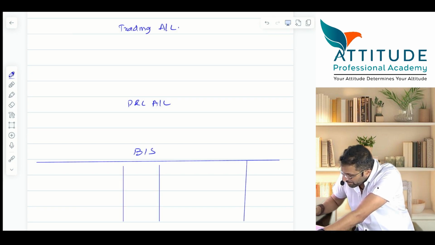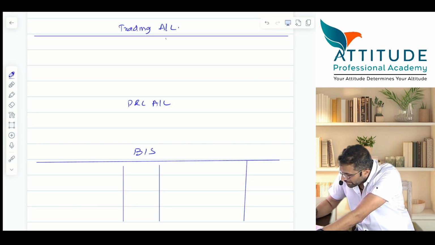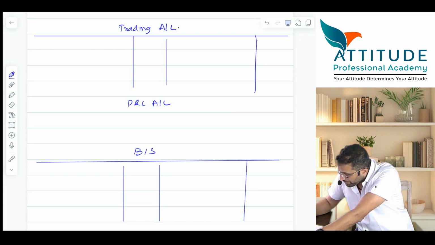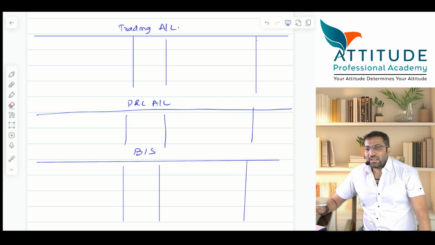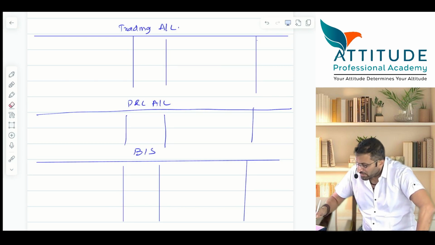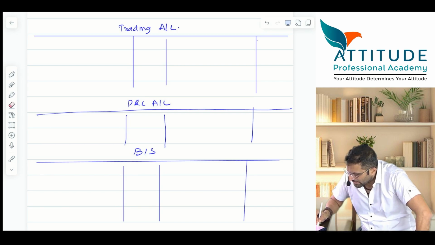Now many of them will appreciate this concept. Why appreciate? I'll tell you. Now I want the direct effect. Assume you are opening trading P&L account also. First, cash introduced into the business. Will it hit your trading P&L or directly hit your balance sheet? Directly hit the balance sheet. Okay. Cash is 100. Capital increases by how much?